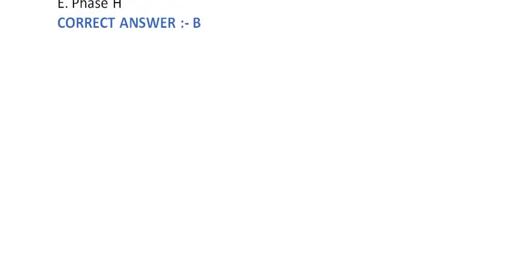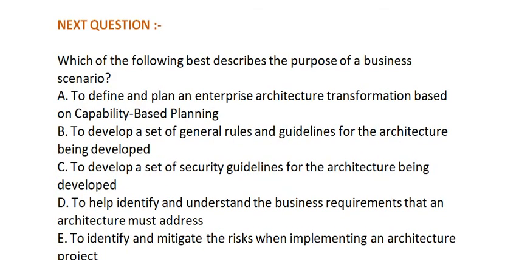Now moving to the next question. Which of the following best describes the purpose of a business scenario? Option A, to define and plan an enterprise architecture transformation based on capability-based planning. Option B, to develop a set of general rules and guidelines for the architecture being developed. Option C, to develop a set of security guidelines for the architecture being developed.